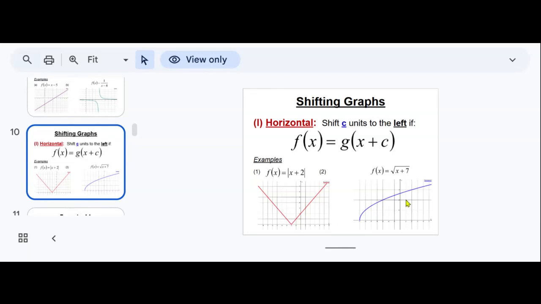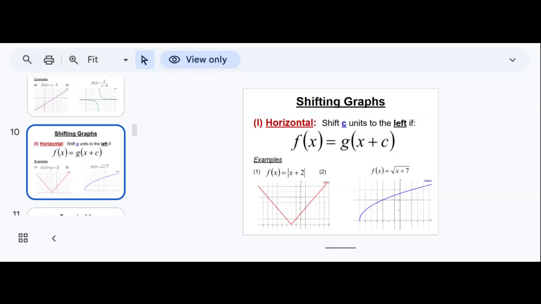Okay. Now here I want to shift this to the left 7 units. It's going to be the opposite sign. Instead of saying -7, we're going to say +7, and it has to be inside. So if you do it inside, you go left or right. If you do it outside, up and down. Is this clear? If you want to shift to the right, you put it inside, and the sign has to be opposite.